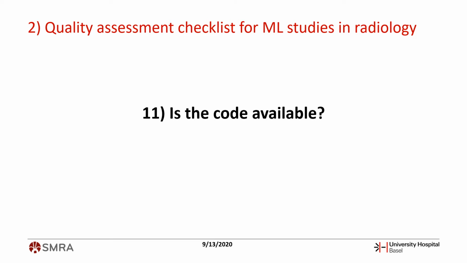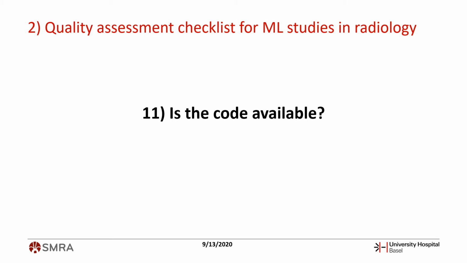And the last item is: is the code of the machine learning algorithm available? So authors should point out if, and if yes, where exactly the code can be found. There should just be a direct link provided. If the code is not available, then they really need to specifically state why this is the case.